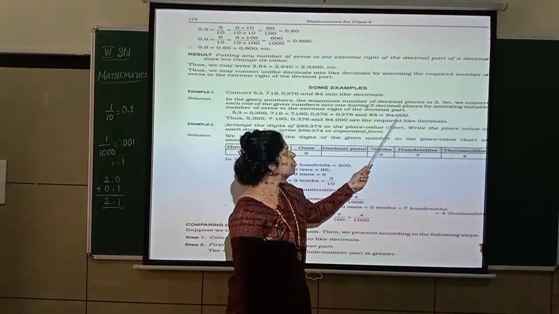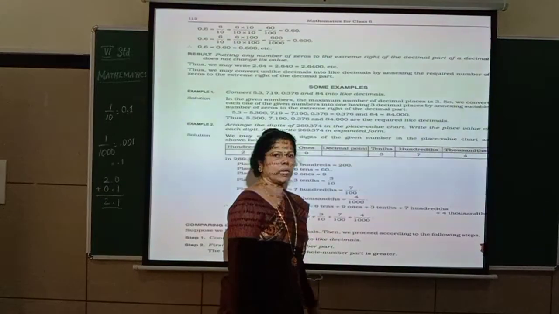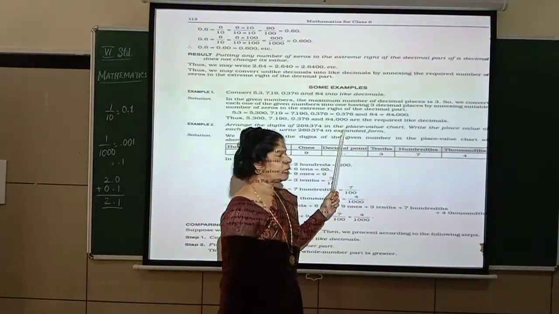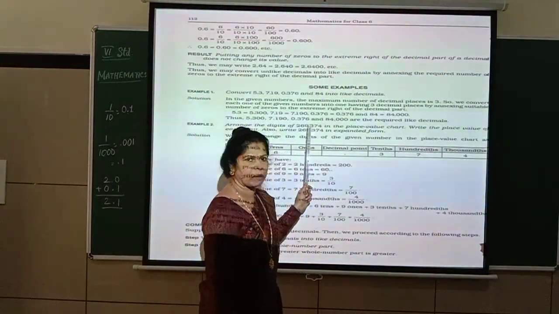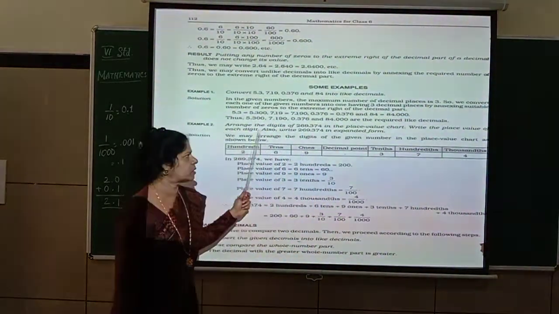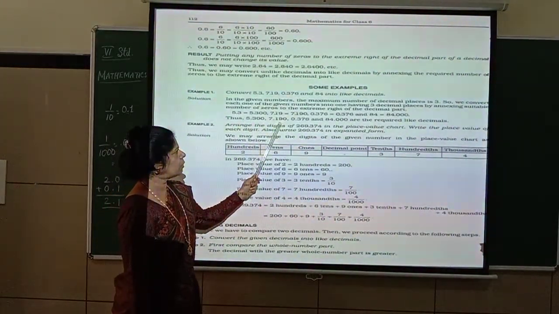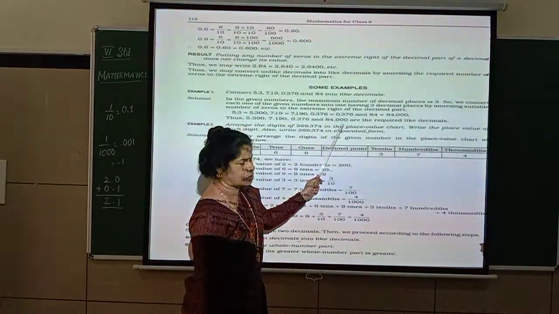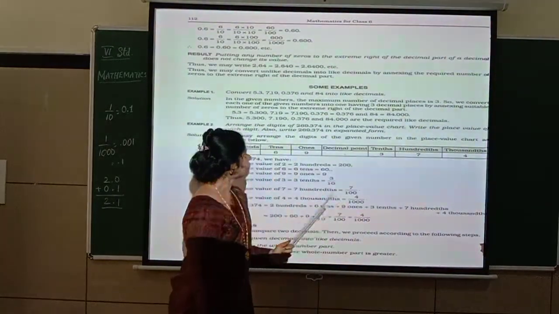Got it? So when you add these 3, what is going to happen? The decimal places will be equal. So everywhere how many decimal places are there? There are 3 decimal places in all these examples now, after conversion by putting 0 to the extreme right. Thus, 5.300, 7.190, 0.376 and 84.000 are the required like decimals.